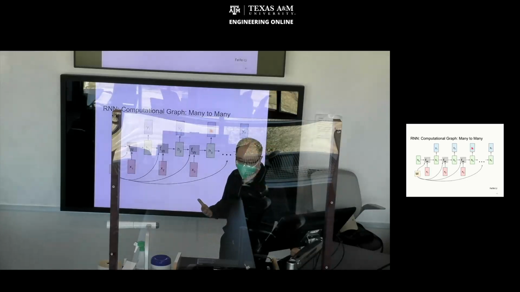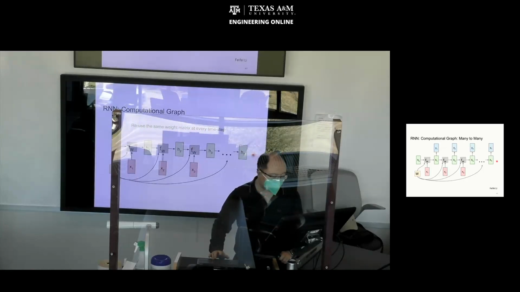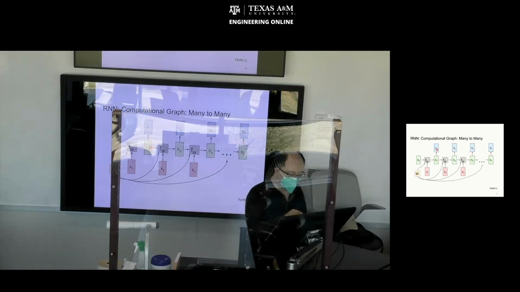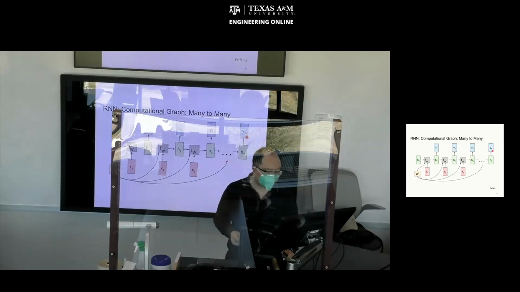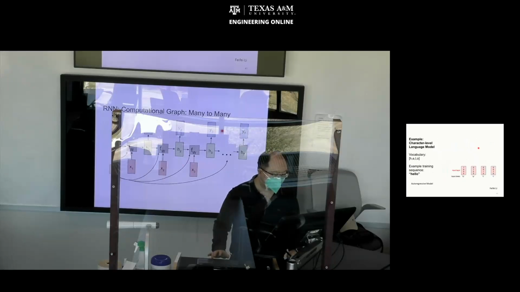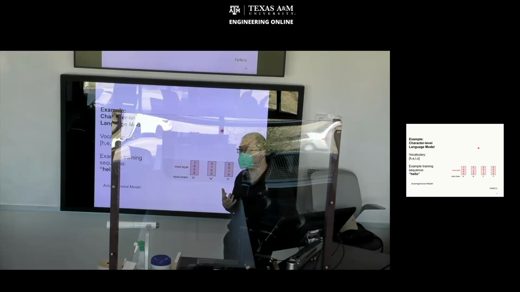So now if I add the readout, here there's no readout yet, I could have y1, y2, y3, y4, and so on, read out like here. For instance, machine translation is one example. I read in English and I want to translate into French. This is the example I showed you earlier, and that's a many-to-many. I wanted to give you a more concrete idea about this many-to-many, okay?